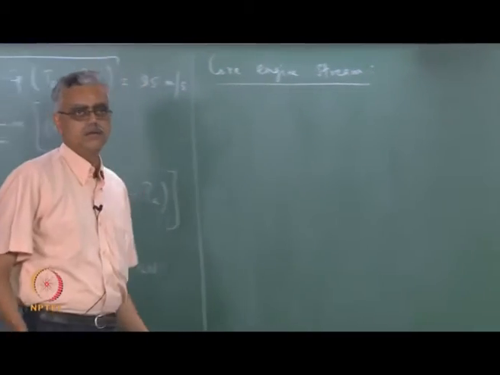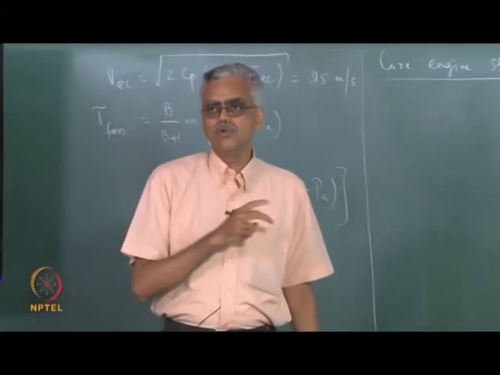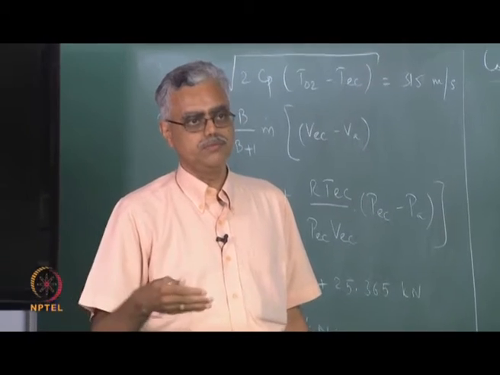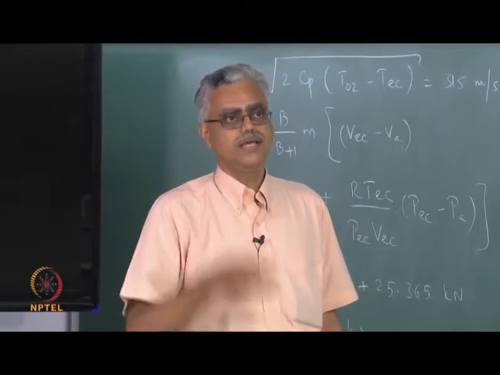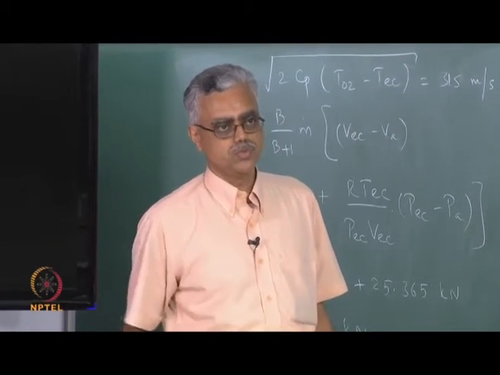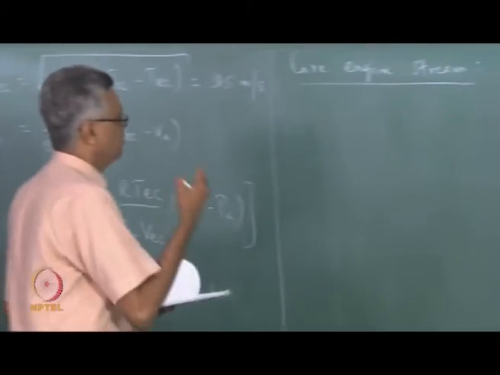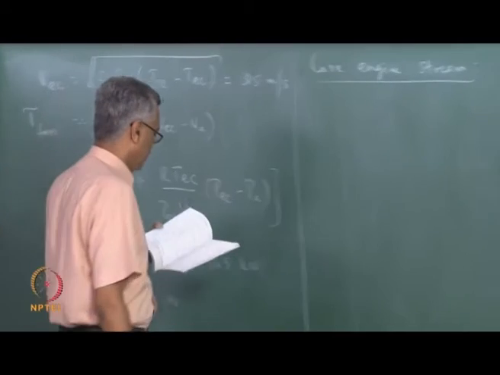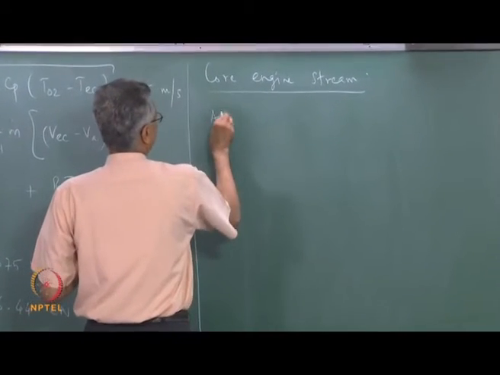So, as we said earlier, part of the air, an amount equal to m dot h, goes through the fan and then it goes through the core engine. So, we are going to track the m dot h amount of air which now goes through the core engine. So, we start from the fan outlet and then we go to the exit of the high pressure compressor.